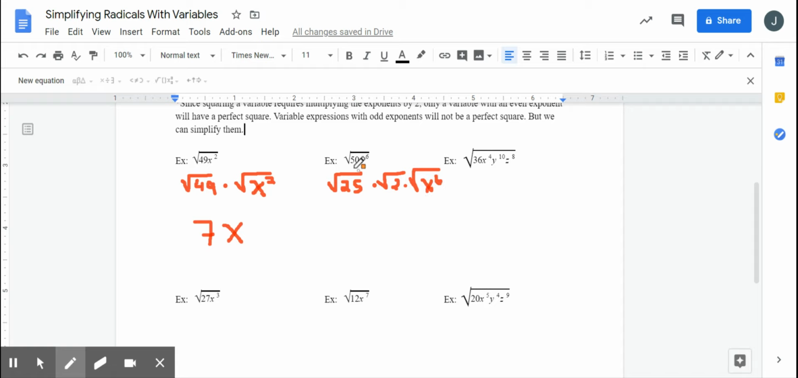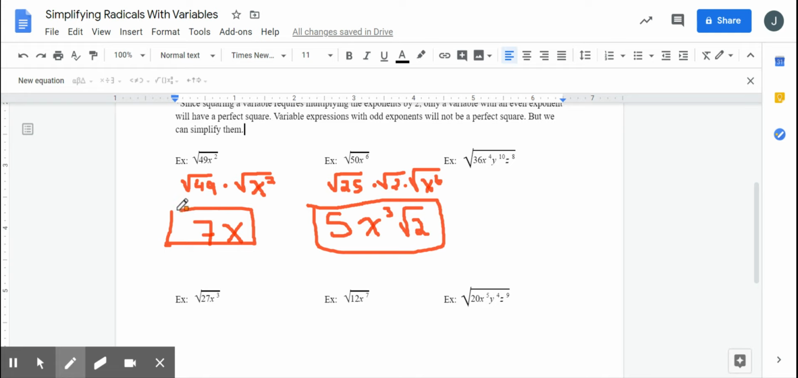Okay, square root of 25 I can take. It's going to be 5. The square root of x to the 6th I can take. Okay, 6 divided by 2 is going to give me 3. So x to the 3rd will be the square root of x to the 6th. Now, the square root of 2 we can't take, so it's going to stay on the end of the expression. So that will be your simplified answer. And that was your simplified answer here.